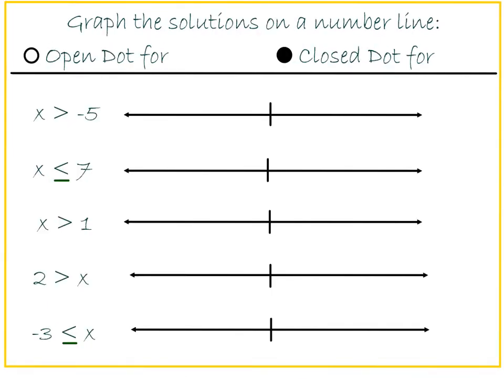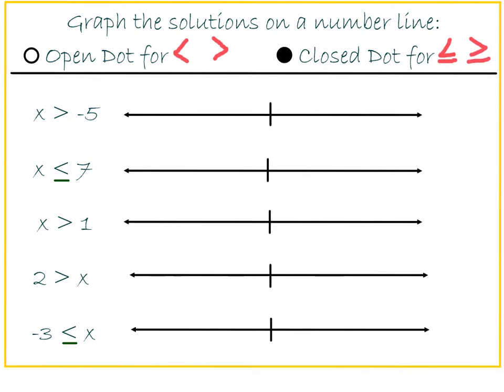Okay, so now we're going to move along and talk about graphing the solutions of an inequality on a number line. There are 2 different types of points or dots that we're going to use when we're graphing on a number line. We're going to use an open dot for the symbols that are less than or greater than. And then we're going to use a closed dot for the symbols that are less than or equal to or greater than or equal to. Make sure you write that part down.